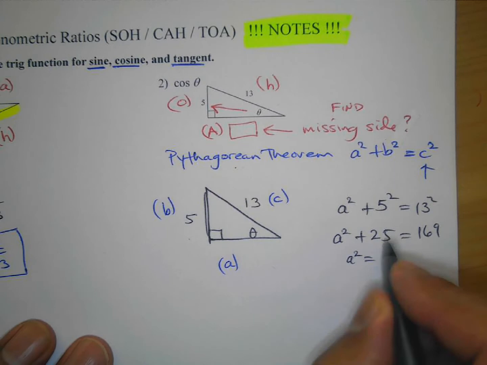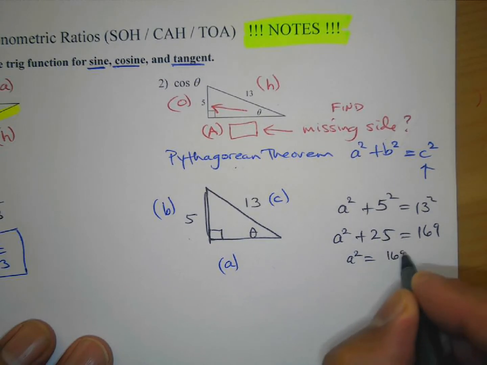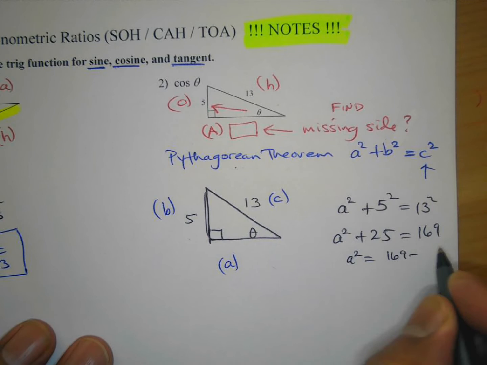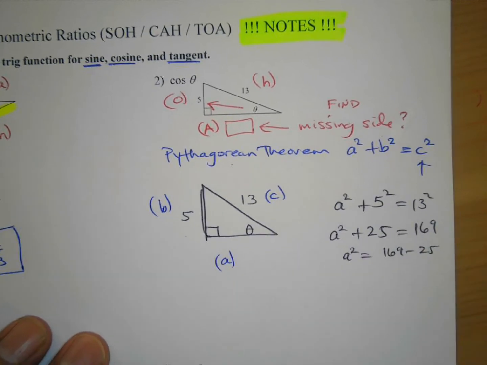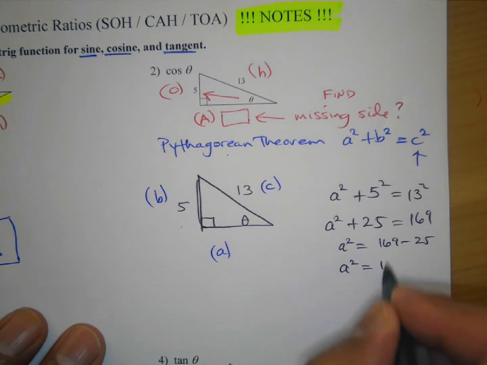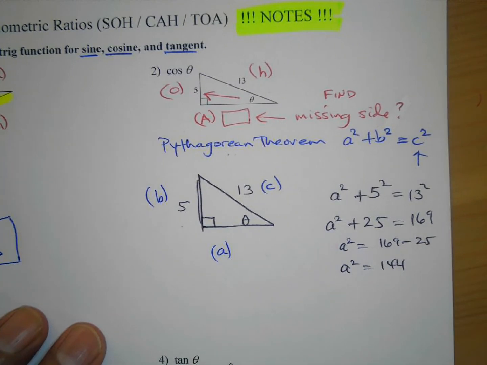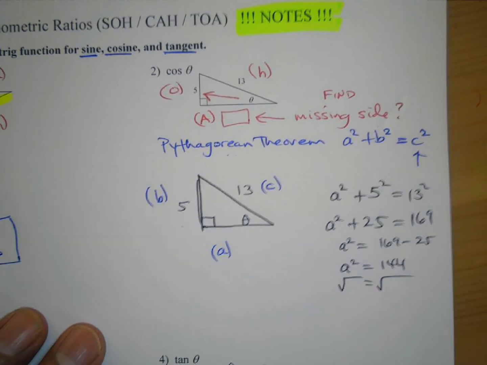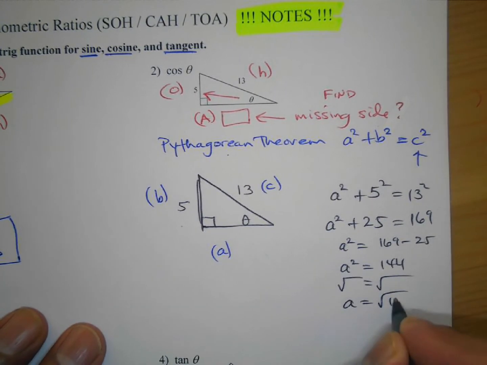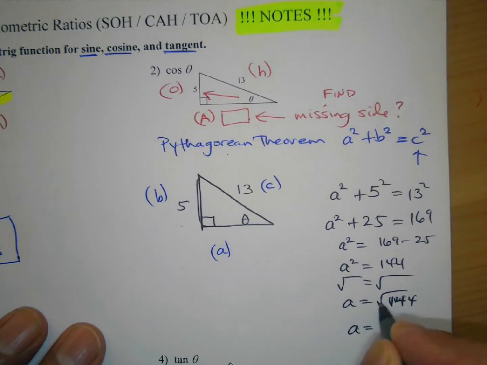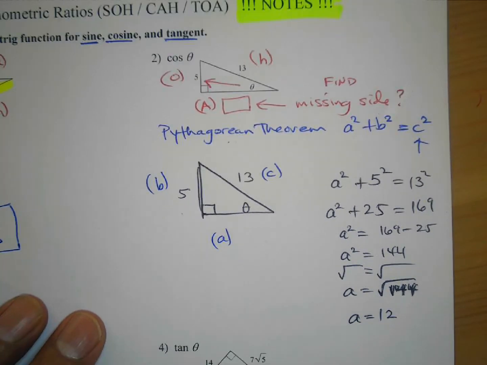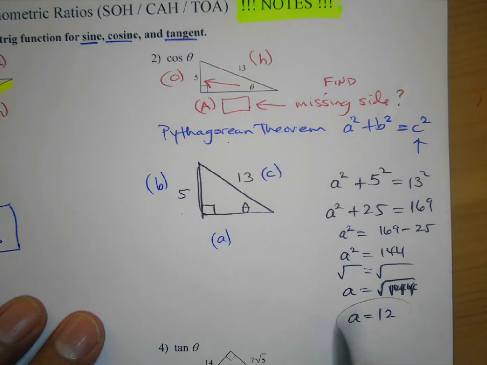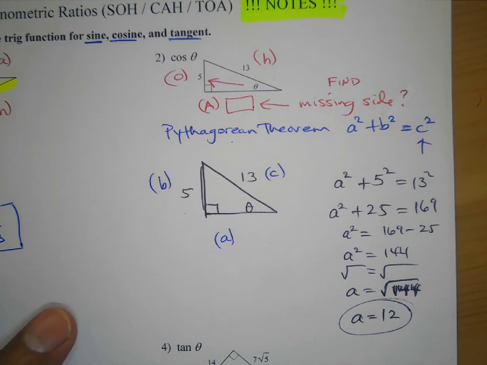Then you're going to get A squared is equal to 169, and then you move that positive to the other side. It would be minus 25. And then you're going to get A squared is equal to 144. And remember, I don't want A squared, I just want A, so you square root both sides. And A is equal to the square root of 144. And the square root of 144, you should have a calculator, you should hopefully know this, is 12. So this is the side that we're missing.